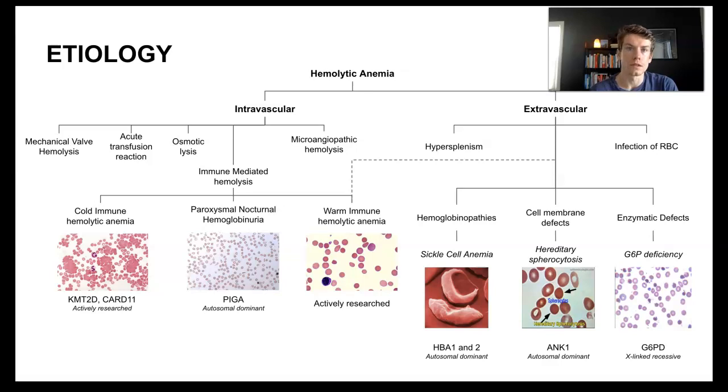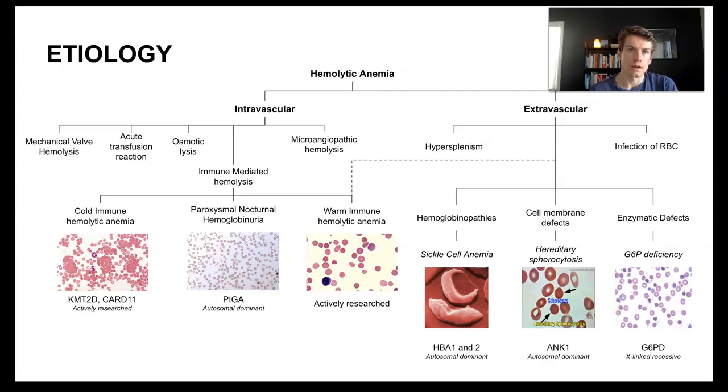Warm immune hemolytic anemia is basically the same mechanism as cold immune hemolytic anemia. However, it is triggered when temperatures rise above normal body temperature. This is related to a genetic mutation that's still being researched, and is not thought to be inheritable as well.